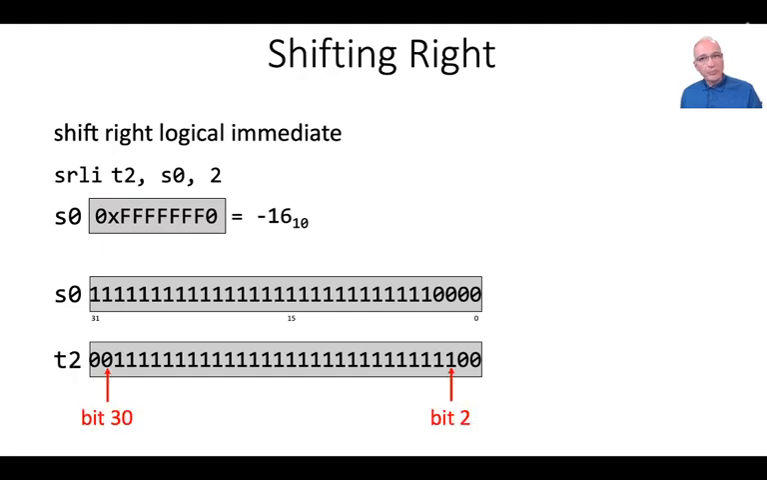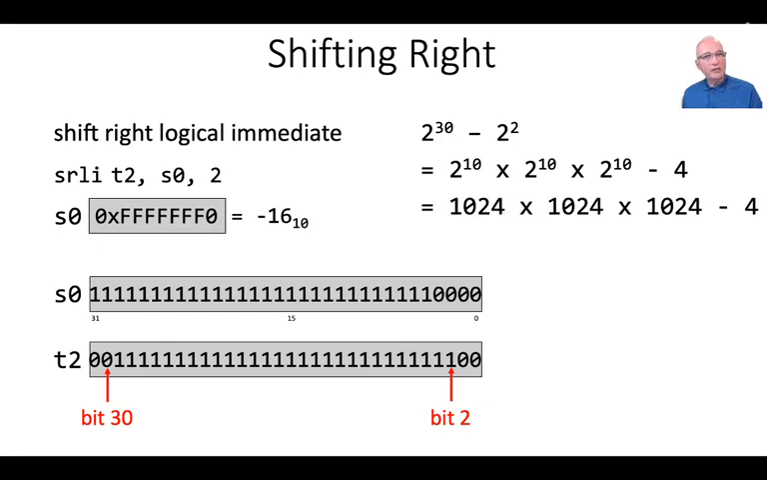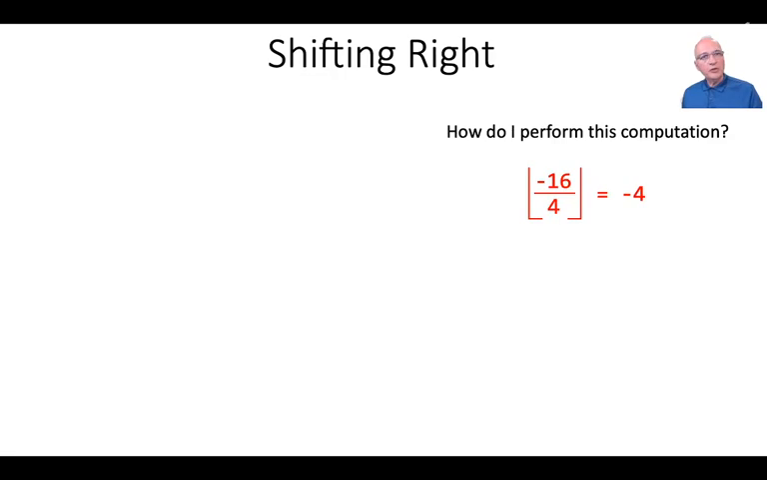So if I want to know the value of this number now, I'm going to use what I just learned. This will be 2 to the 30 minus 2 to the 2. And again, if I use the same technique that I used before, I can easily find the value of this number, and I'm going to find that it's a very large positive number. So I had minus 16, and I shifted right logical by 2, and now I end up with a very large positive number. So how could I compute, for example, minus 16 divided by 4 and take the floor of this to obtain minus 4?